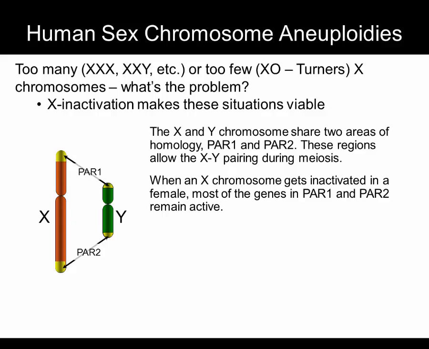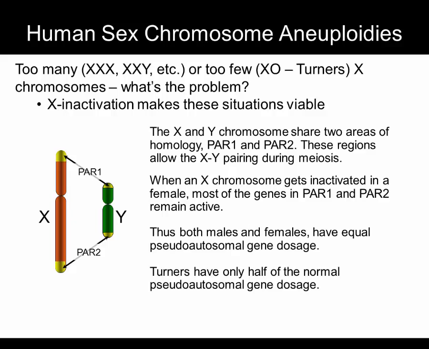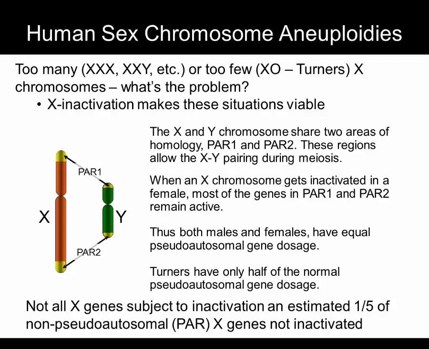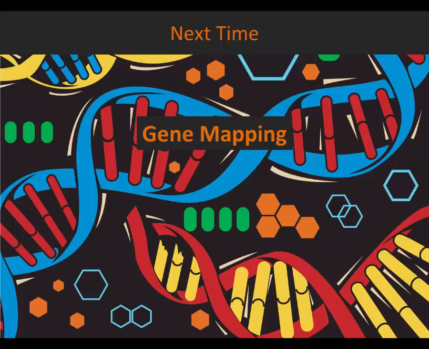Cells still need 2 doses of these genes to function normally, so XXX and XXY individuals still have extra doses of these genes, and XO individuals don't have enough. Additionally, some X genes that aren't in PAR1 or 2 are not fully inactivated. This all is enough to cause some problems in individuals with sex chromosome aneuploidy, but is not enough to be lethal. Okay then. This all is sufficient to establish that genes are on chromosomes.